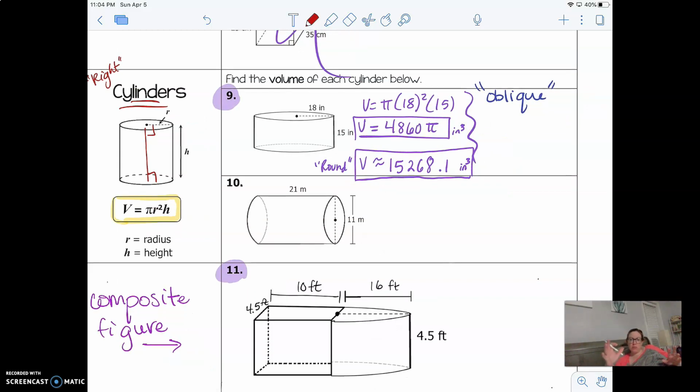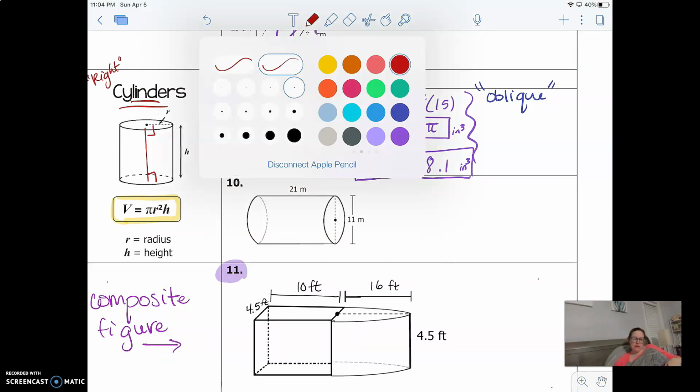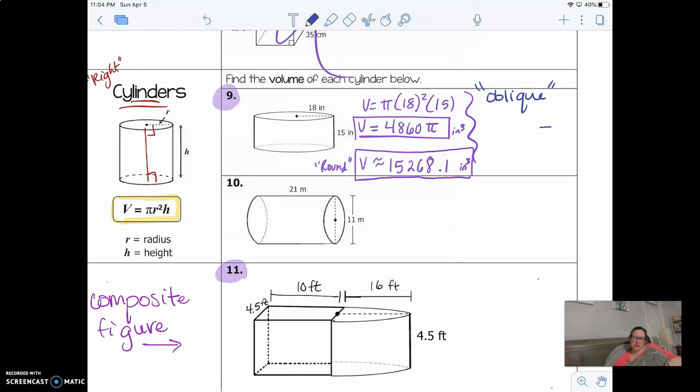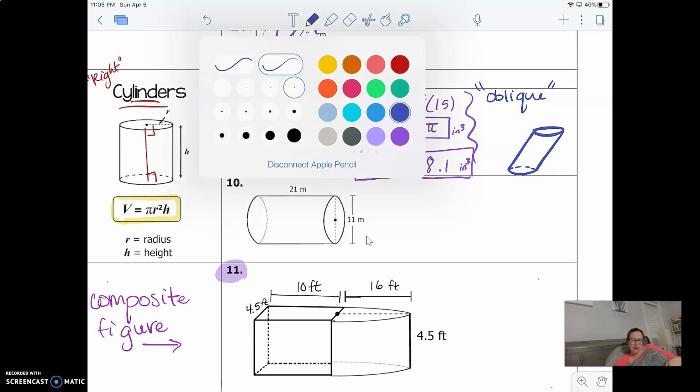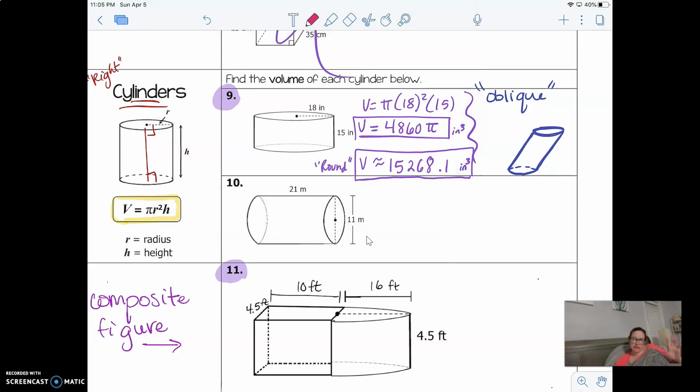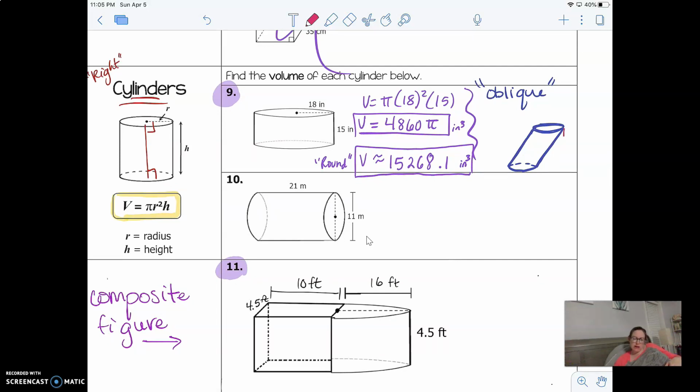However, you're going to see on the homework a couple weird looking cylinders. They look like this. Circle here, oval thing, goes like that, goes like that. Okay, guys, this is called an oblique cylinder. It's like the Leaning Tower of Pisa, okay? You take a cylinder and you just lean it over or you slant it. That's called oblique, and the difference is, obviously it's slanted, but more specifically, when you draw in the height, it's actually outside of the cylinder.